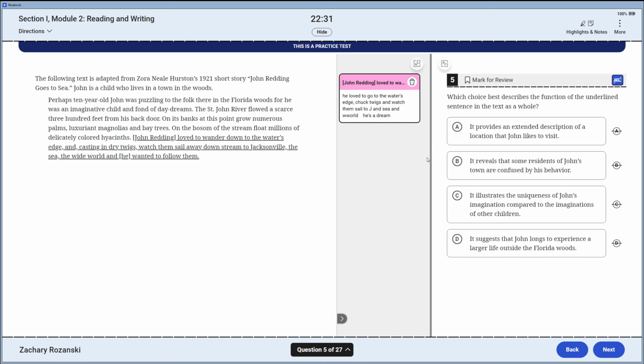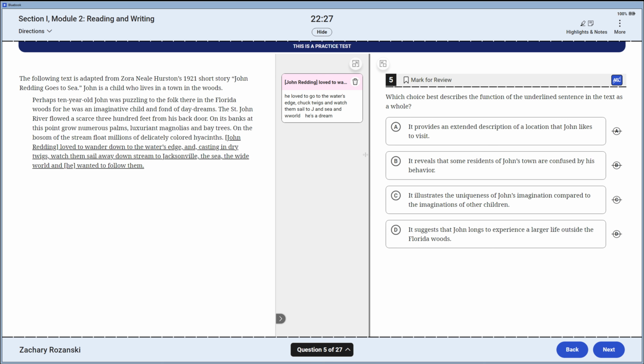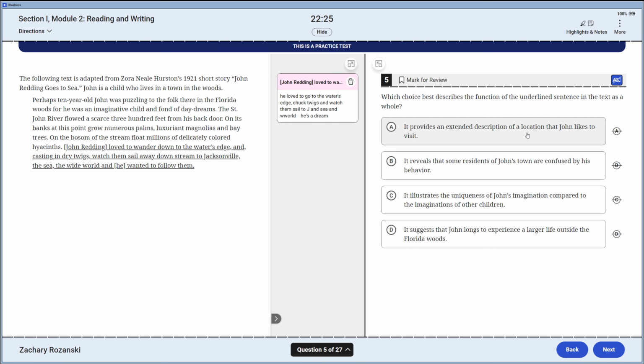All right. I can engage with my sentence first, or my items first. And if I have to look around, then I'll look around. It provides an extended description of a location. Kind of describes it, but I wouldn't say it's extended, but it's on the table for now. It reveals that some residents of Johnstown are confused by his behavior. I don't have anything within there that speaks to their confusion, though it's kind of an odd behavior. It illustrates the uniqueness of, it kind of does, right?